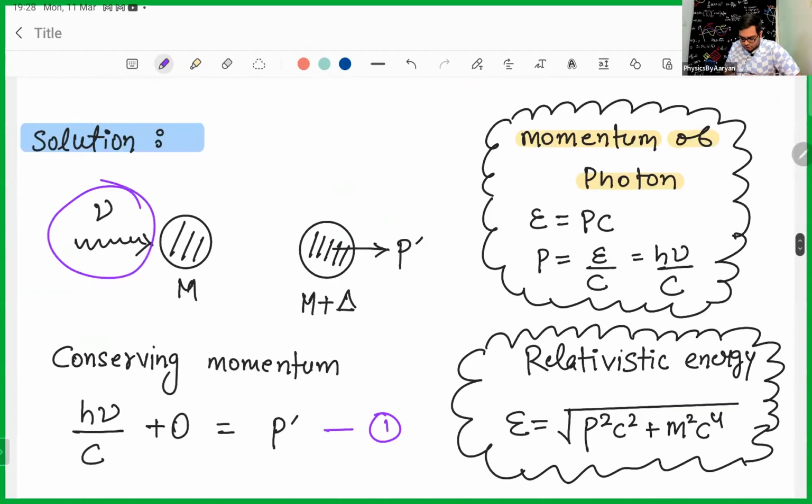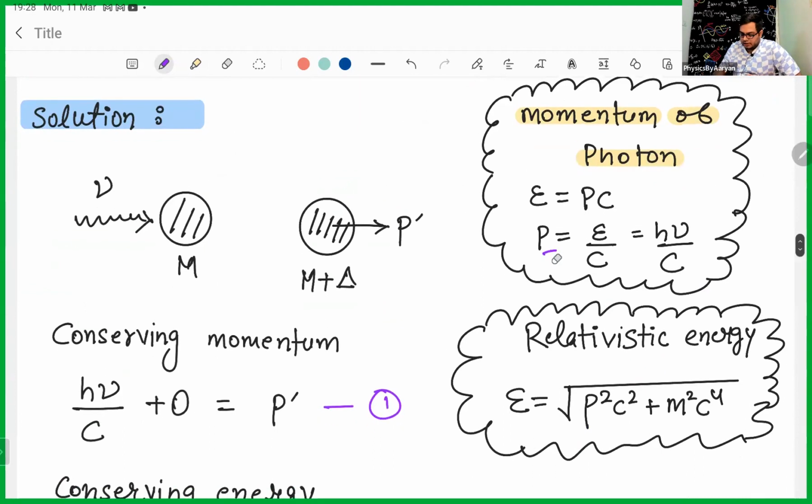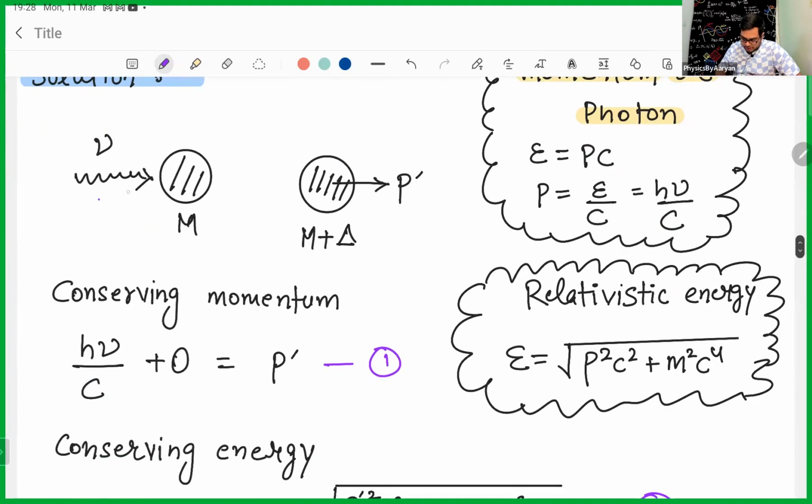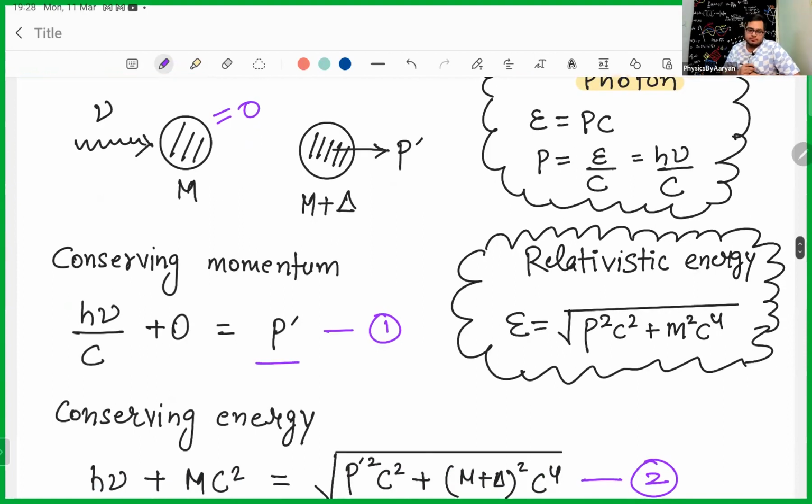So you have a photon, and I taught you to write the momentum of a photon using E equals pc. So the momentum comes out to be E by c. What is the energy of the photon? Energy of the photon is h nu. So the momentum of the photon came out to be h nu by c. Now your atom is at rest, so its momentum will be 0. And finally, when the photon collided with the atom, the atom started moving with momentum p dash. So what will the final momentum be? p dash.